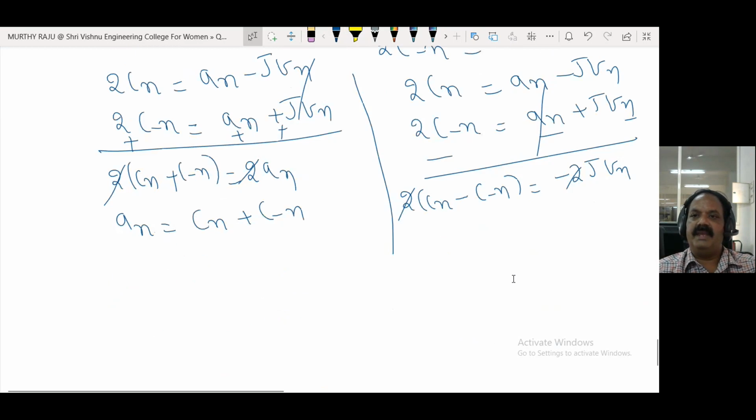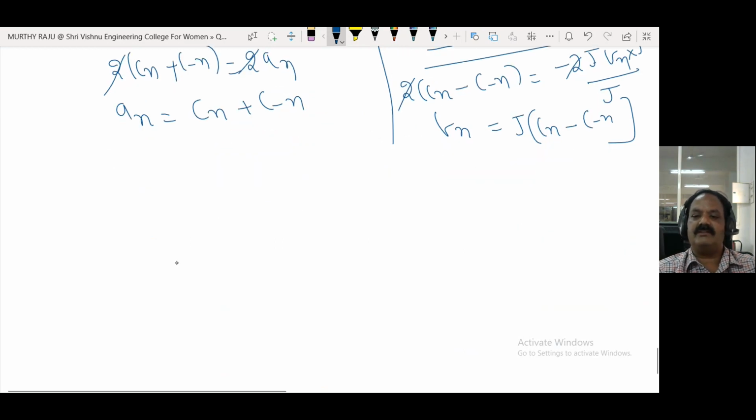Therefore, Bn is equal to, multiplying numerator and denominator by j, j into j squared is minus 1, minus into minus is plus. Therefore, Bn is equal to j into Cn minus C minus n.